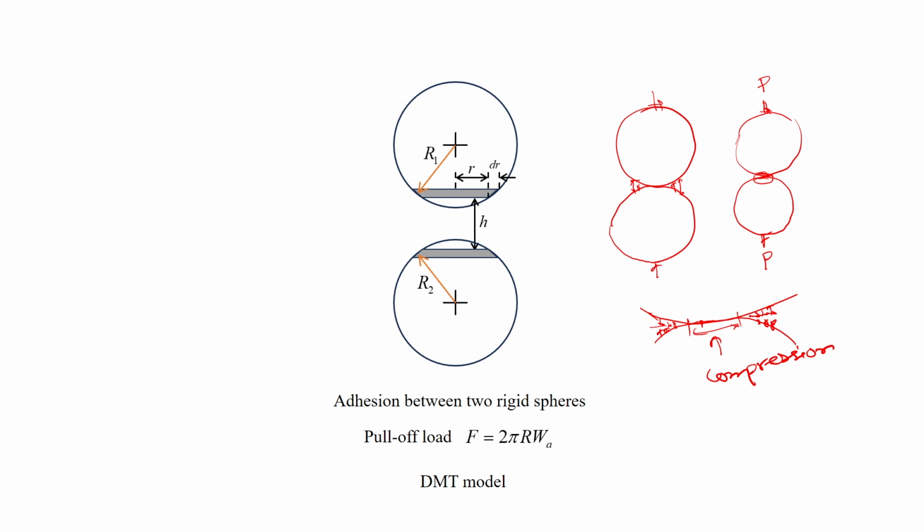There is a fundamental difference between this DMT model and the JKR model. I will come to that in a minute. But what we discussed in the previous class was this pull-off load, and I derived that the pull-off load can be given as F equal to 2 pi R WA, where WA is the work of adhesion and R is the effective or relative radius of curvature of these two spheres.